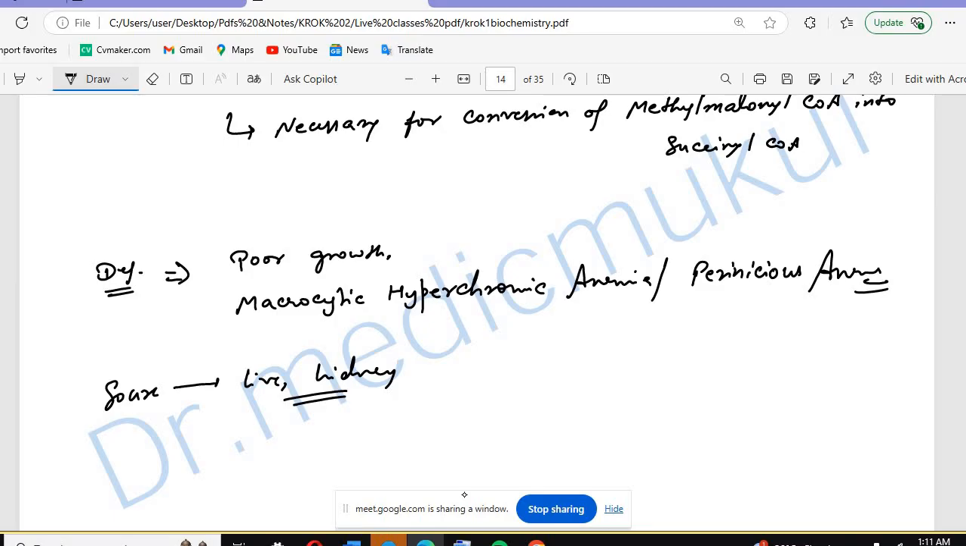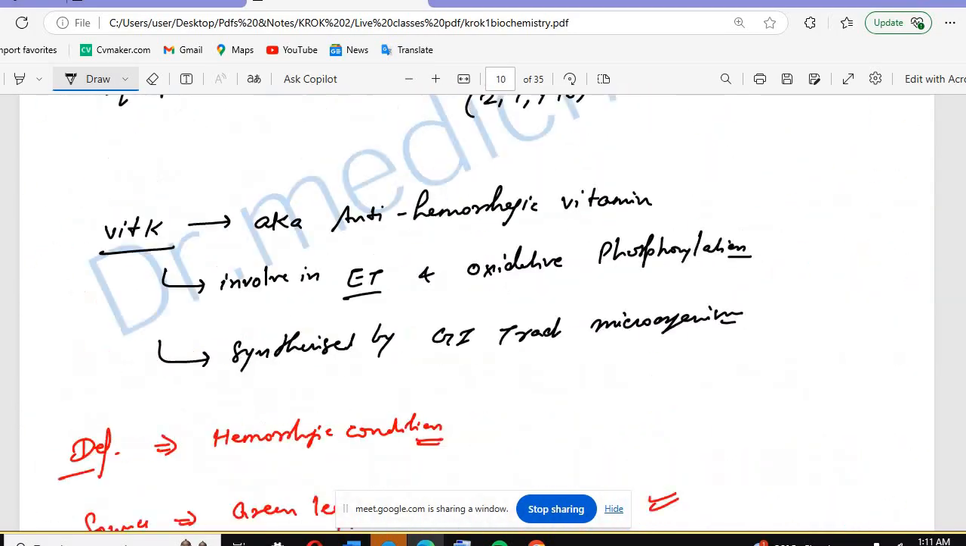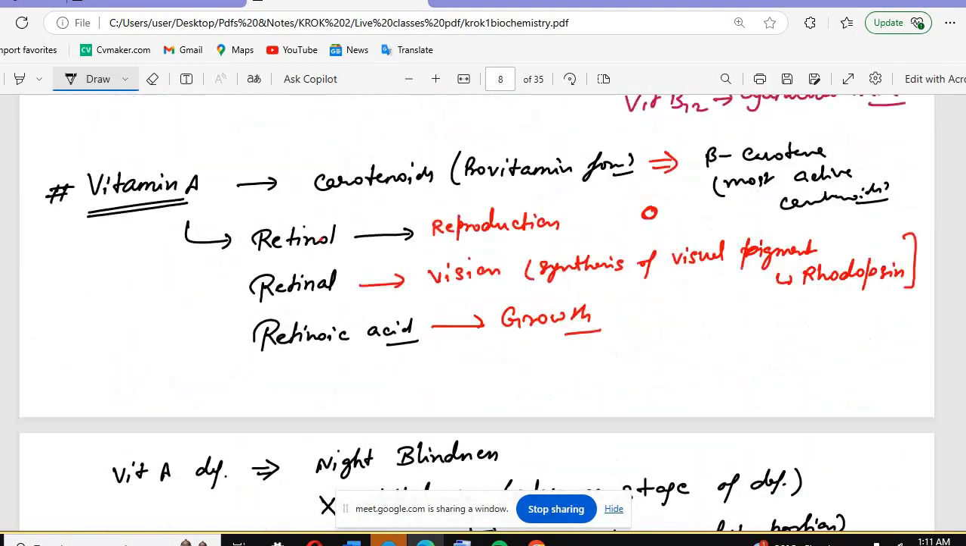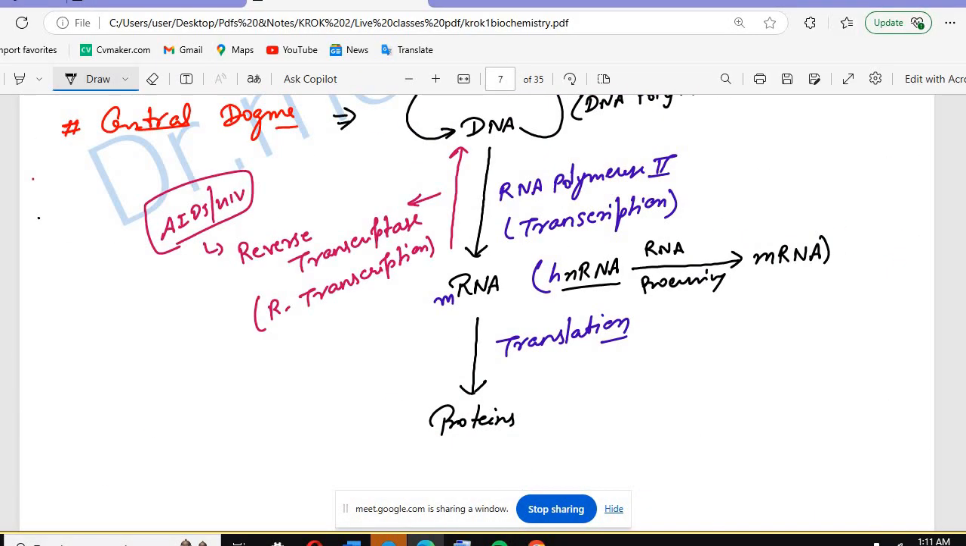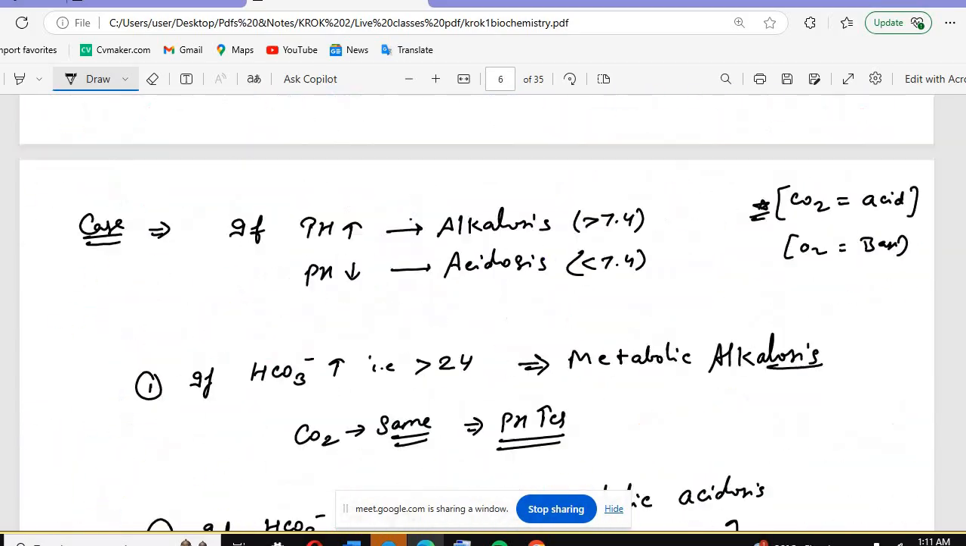So this is all about the vitamins, and remember, vitamins are a very important topic that you have to revise. You should know all the names of all the vitamins. You should know everything about whatever vitamins we have discussed.